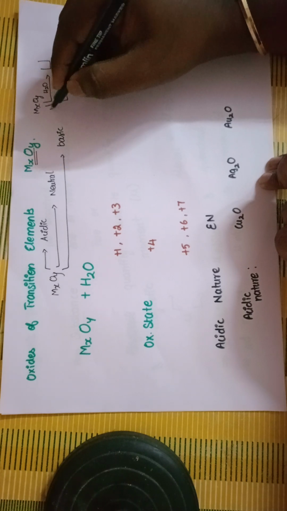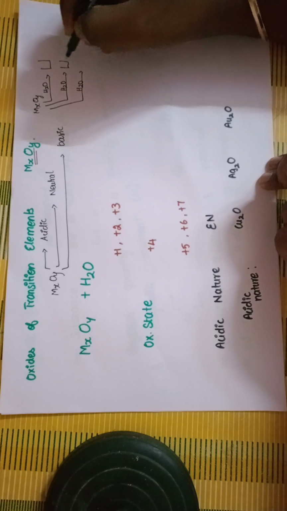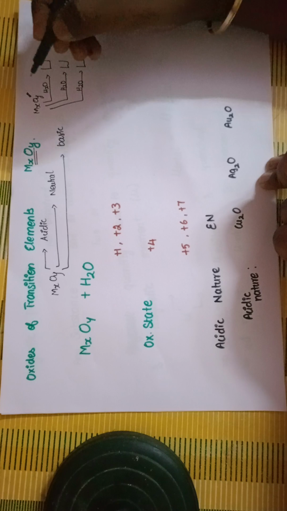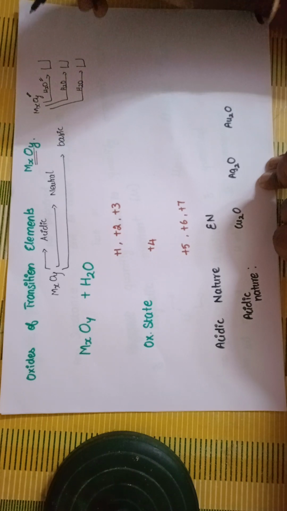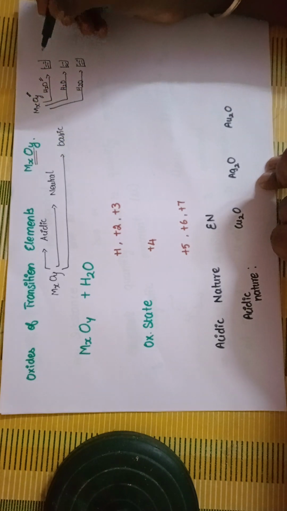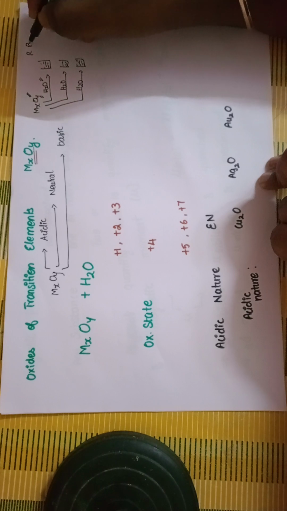So initially we have the metal oxide and we have water, and we will obtain a solution. Once we dissolve the metal oxide in water, we obtain a solution. Now check the solution with both red litmus and blue litmus.